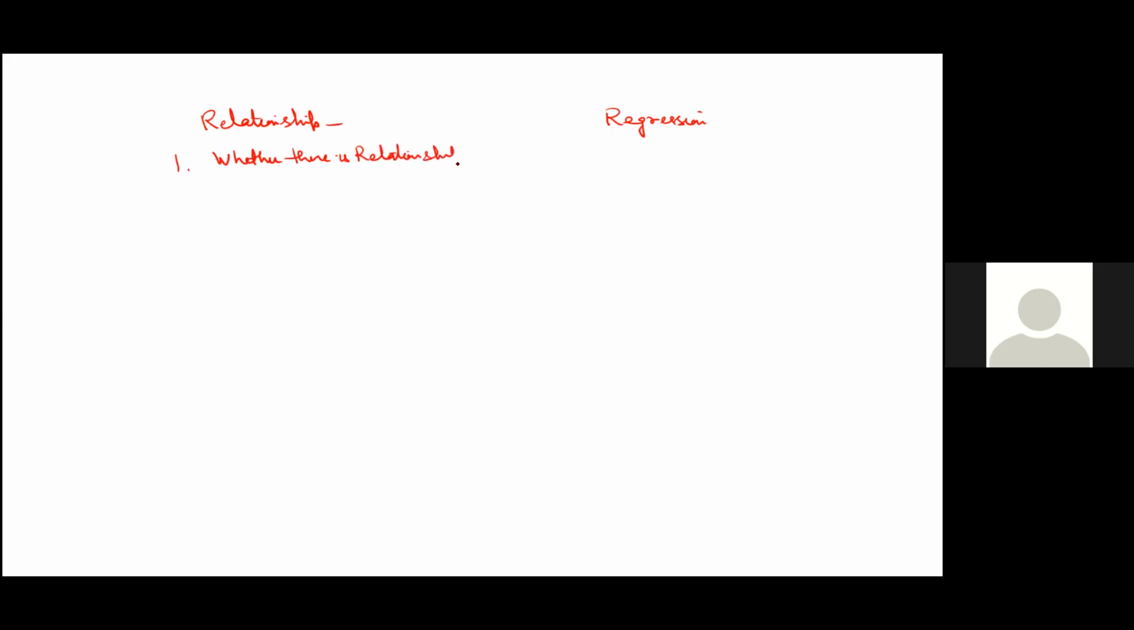Obviously here we have two answers. One is yes, and the second answer is no. If the answer is yes, we will move forward. If the answer is no, we don't move forward. When we consider regression, regression is just the modeling of the relationship. So we examine the significance of the relationship, the significance of the regression model. So this will be our first step.